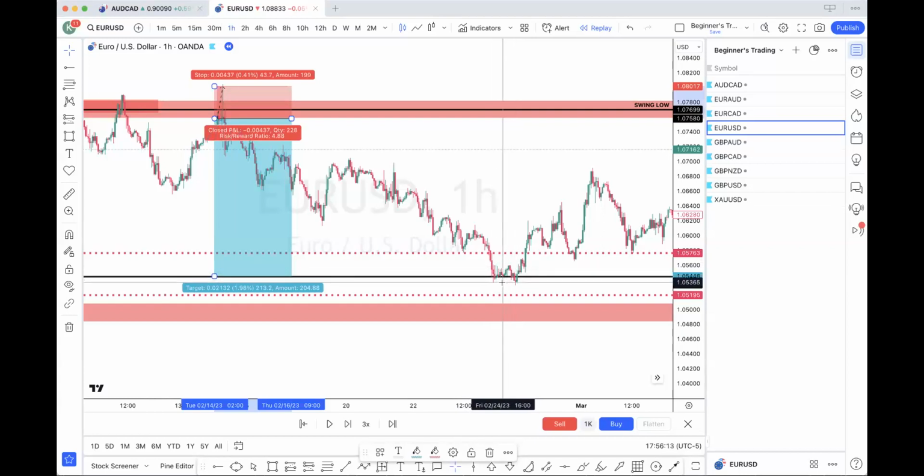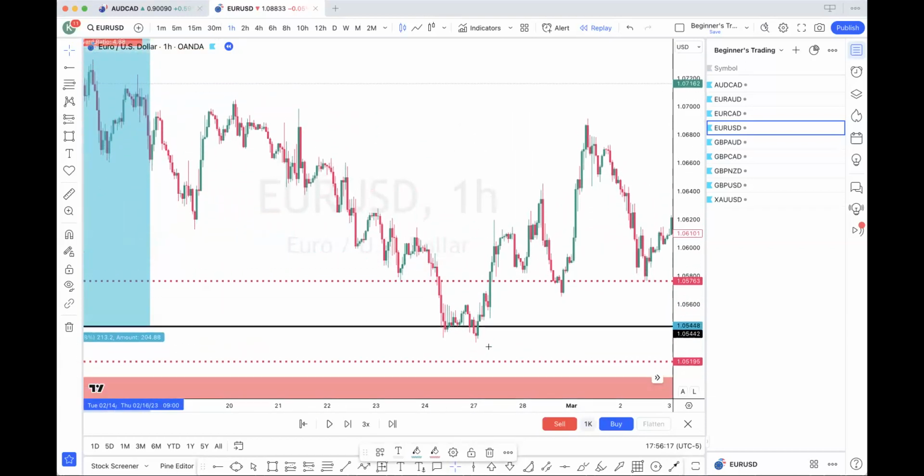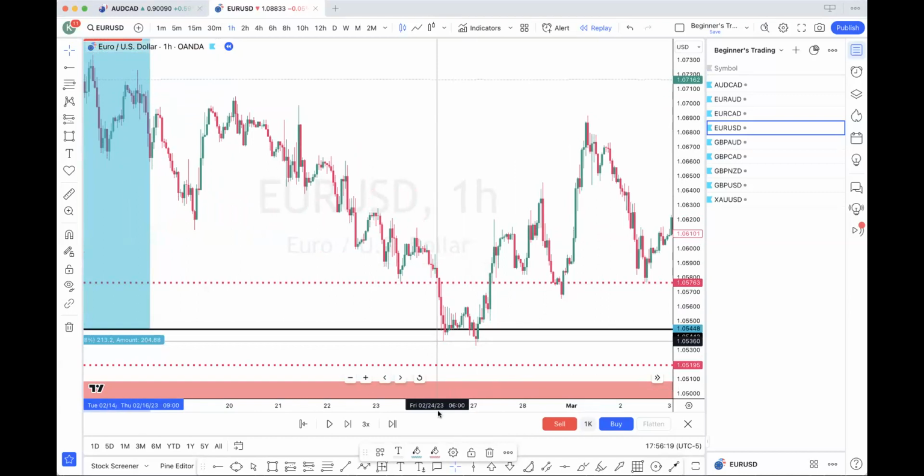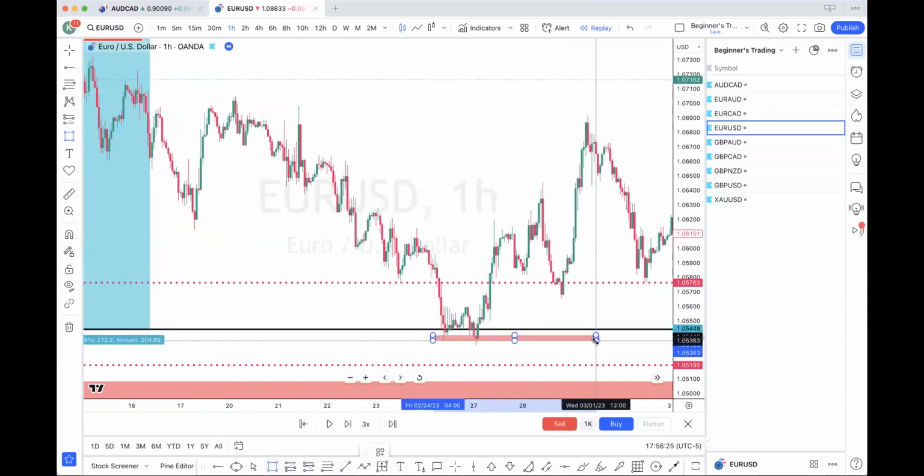I would not say it broke structure, because for me, I'm looking for a closed candle, right? So I'm looking for a closed candle below this zone. Price came in, didn't close candle below. So my guess is it's probably not going down any further at the moment. Okay.